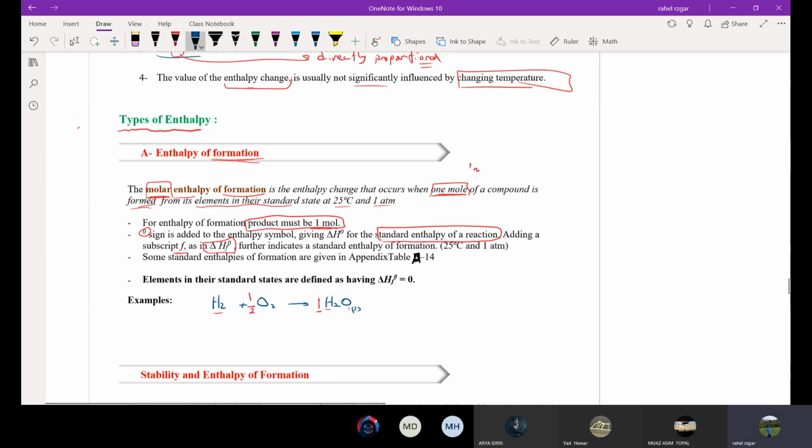Now, when I want to write delta H, yes, this equation has a delta H. If it's in standard state, I can write this. But can I name it F? Can I write F here? Yes. Why? Because it's only 1 mole of H2O. Please pay attention very carefully. It is 1 mole of H2O. Second, it's formed from its elements. What are the elements of H2O? Hydrogen and oxygen. So yes, it's formed from its elements.